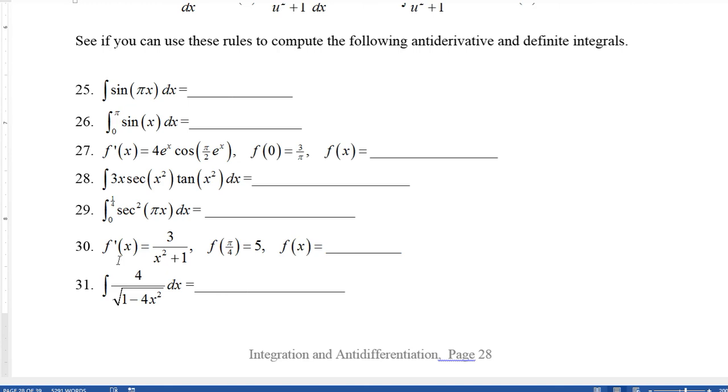We're actually going to stop the video here at this point, and after you've written these down, we'll come back in the next video and work these. Okay? So press pause if you need to write these down, and then when you're done, we'll go on to the next video.